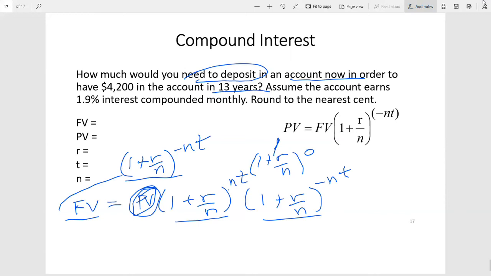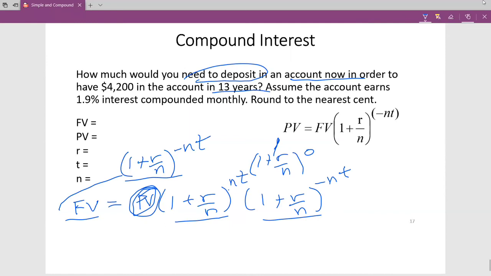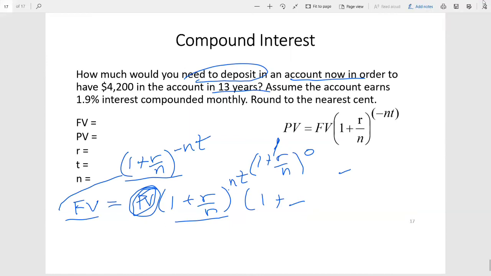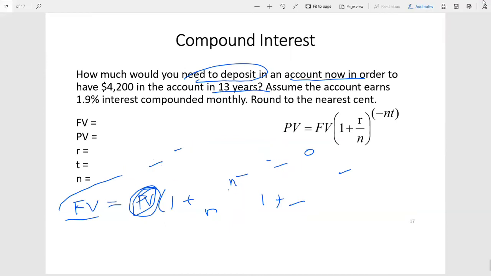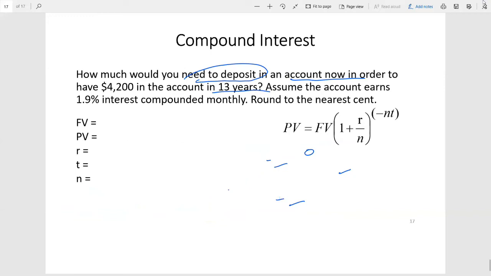Now I'm going to erase this and just use that formula, and you'll be able to have that formula available on your test, and also when you do your homework.